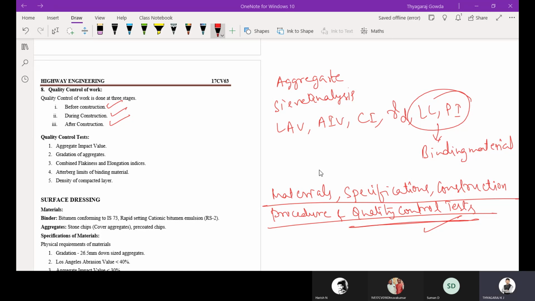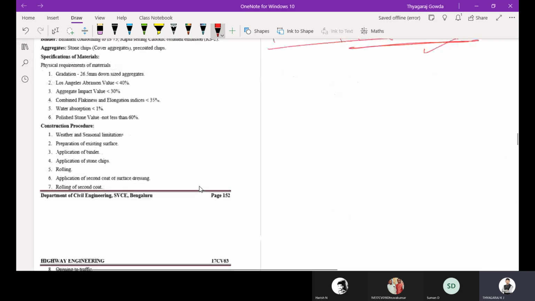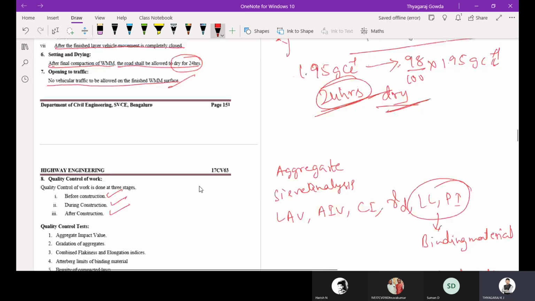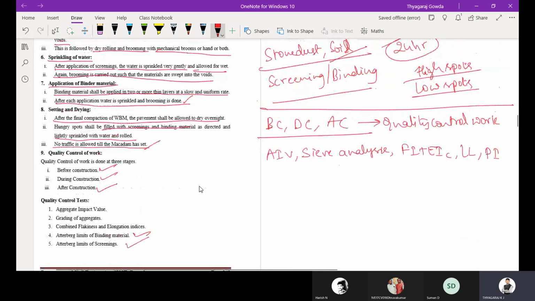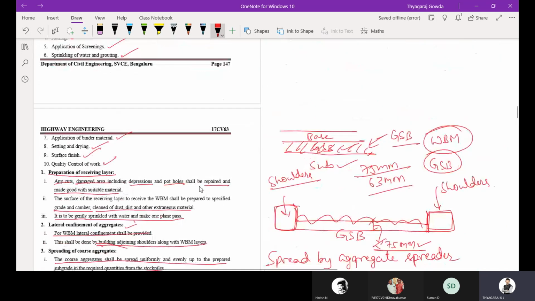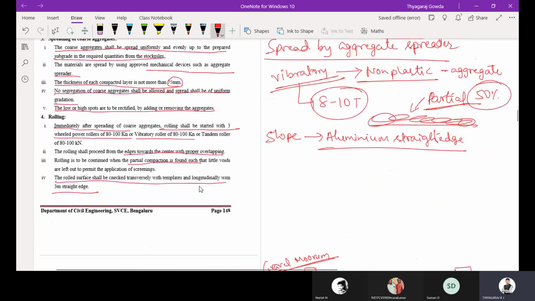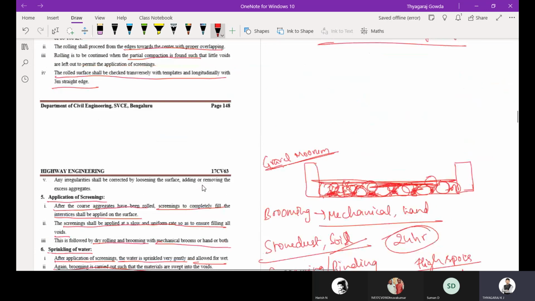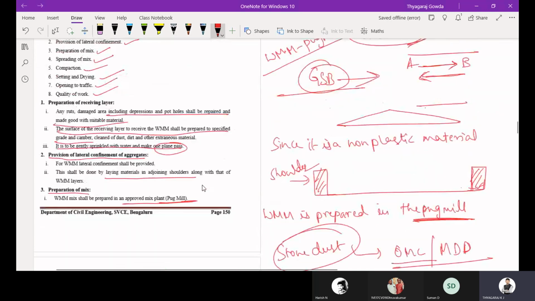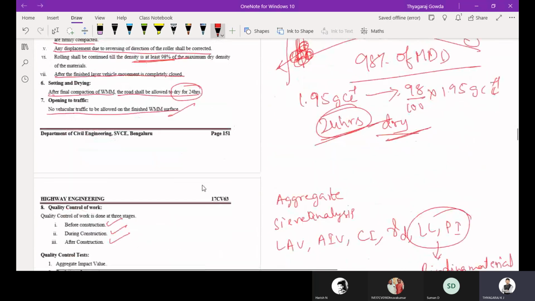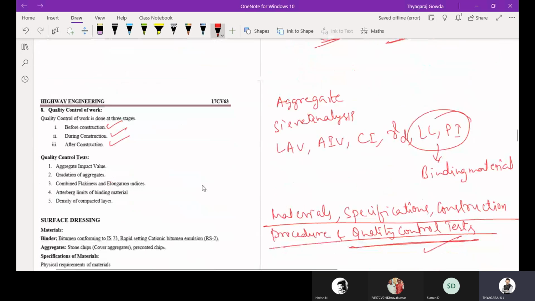So from the next class onwards, we will see the layer construction of the bituminous layer. Till now we have not gone through the bituminous layer construction; we have seen only the non-bituminous layer part. But we will see the bituminous layer part in the next class. That is surface dressing, bituminous macadam, bituminous concrete, dense bituminous macadam, everything. We will look into that in the next class.